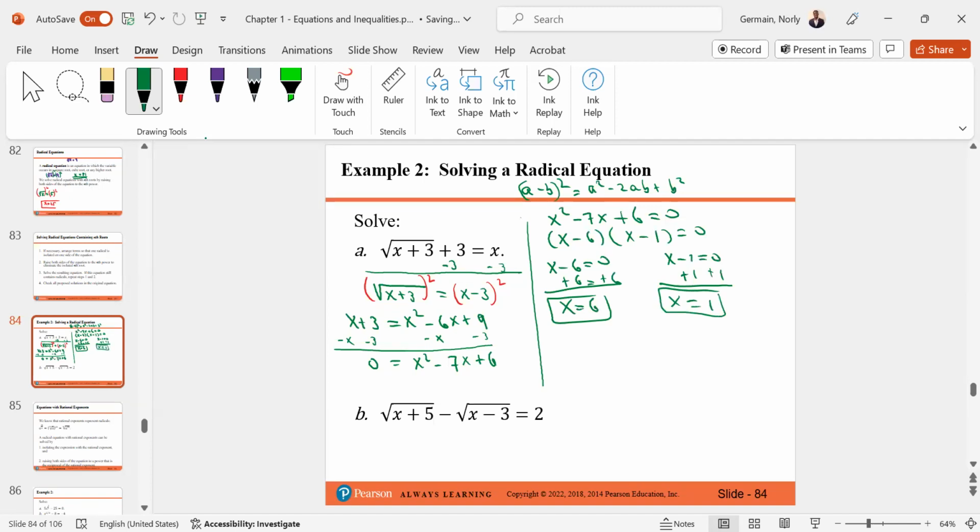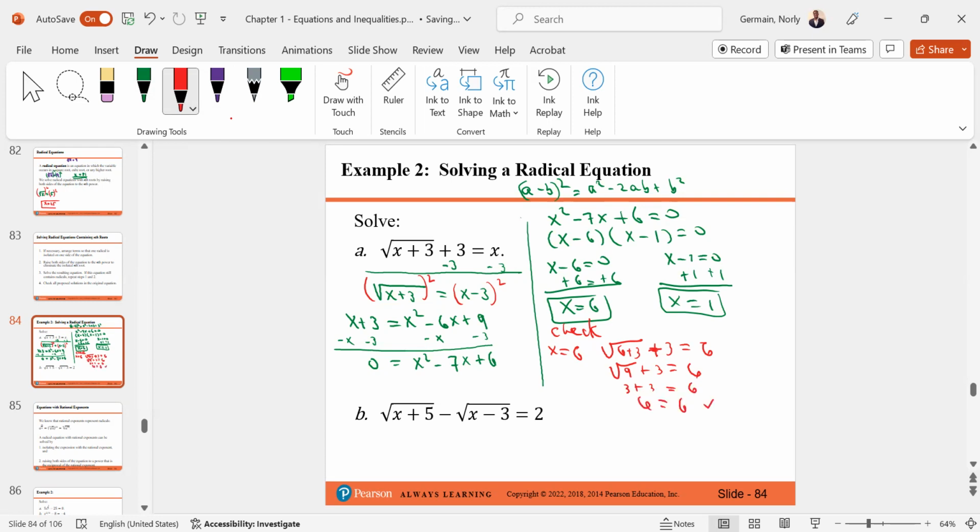Now, answers are not solutions. You need to plug them in, especially when you deal with radicals. You need to plug the answers into the original equation to make sure they are solutions. So if we plug in x equals 6, we end up having the square root of 6 plus 3 equal 6. So that would be the square root of 9 plus 3 equals 6. 3 plus 3 is really equal to 6. So 6 equals 6, check.